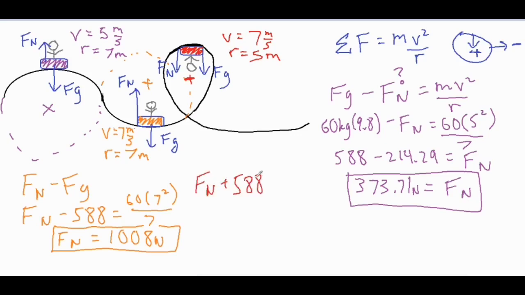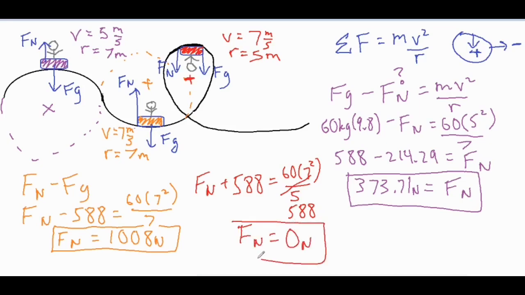Again, we know Fg is 588, equals mv squared over r. Our m is 60, our v for this one is 7, and our radius is 5. Once you multiply and divide these, you actually get 588. So if you subtract 588 from both sides, your normal force comes out to 0 newtons. So at that particular moment, they feel weightless, based on the velocity they're moving and the radius of the circle.